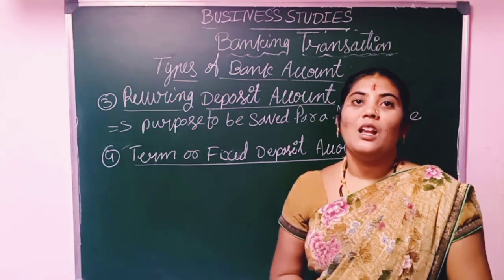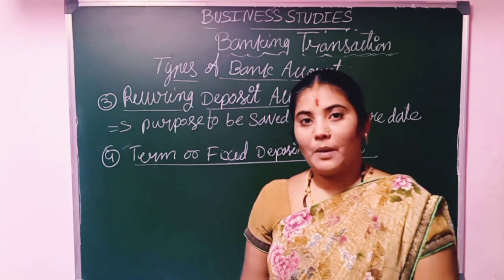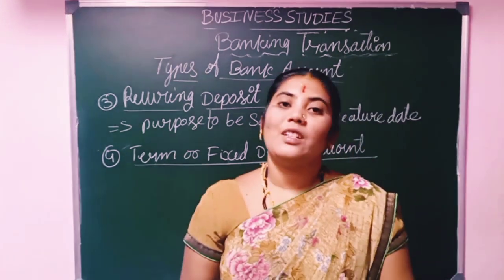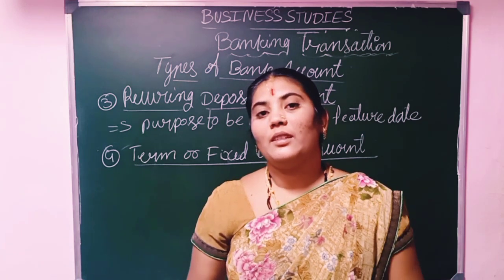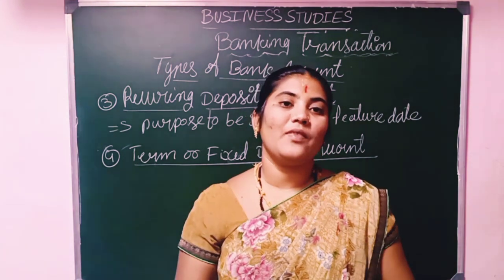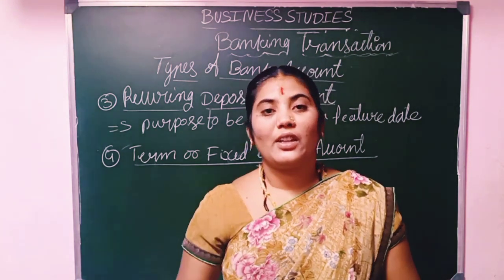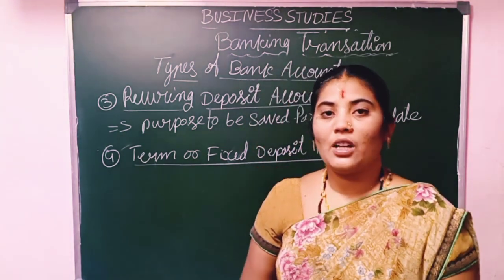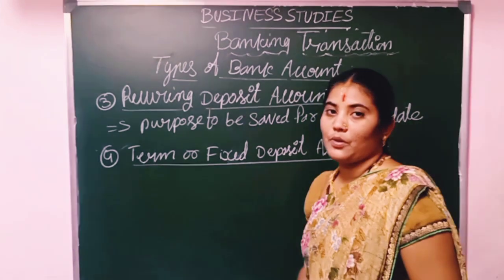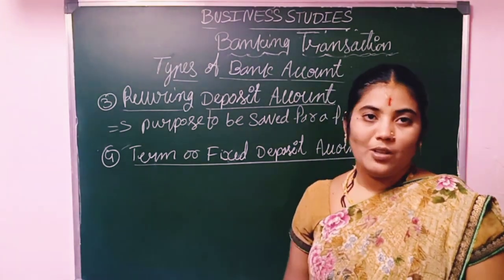For example, for the education of our children, then the marriage purpose, or to buy a plot or a car. For that purpose we can make regular payments to the bank. So this type of account is called a recurring deposit account. We call it RD. Okay.